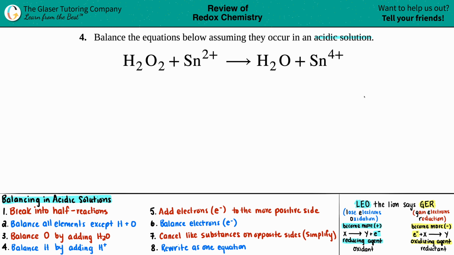Whenever they tell you that you're balancing in either an acidic solution or a basic solution, there are rules, and there are 8 of them. Whenever you see that they want you to balance in an acidic solution, we have to go by the rules. The good thing is that if you follow these rules every single time in this order, you will get the answer correct. But the challenging thing is to just memorize the steps.